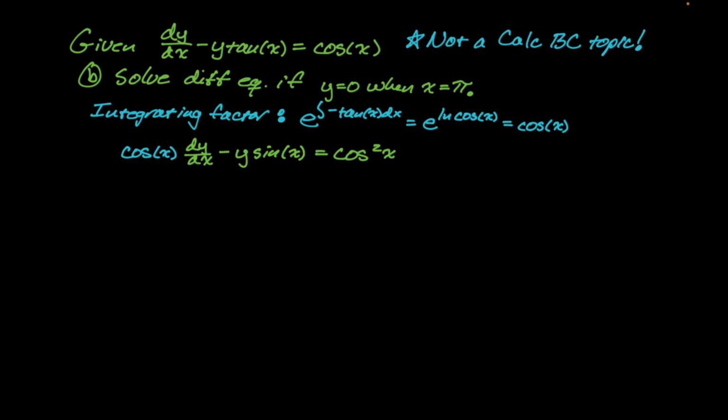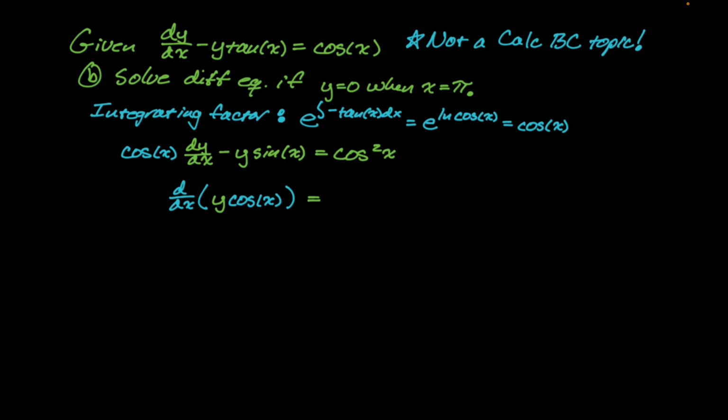Now, here's how this works. You make the observation that the left-hand side is the derivative of y times the integrating factor. So y times cosine of x. Try it out. Find the derivative of y times cosine of x using the product rule. You will get what we have there. So this is the derivative with respect to x of y times cosine of x.